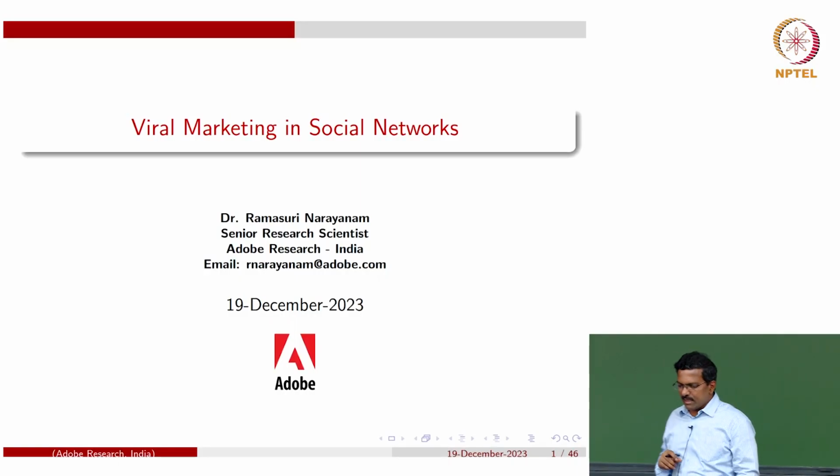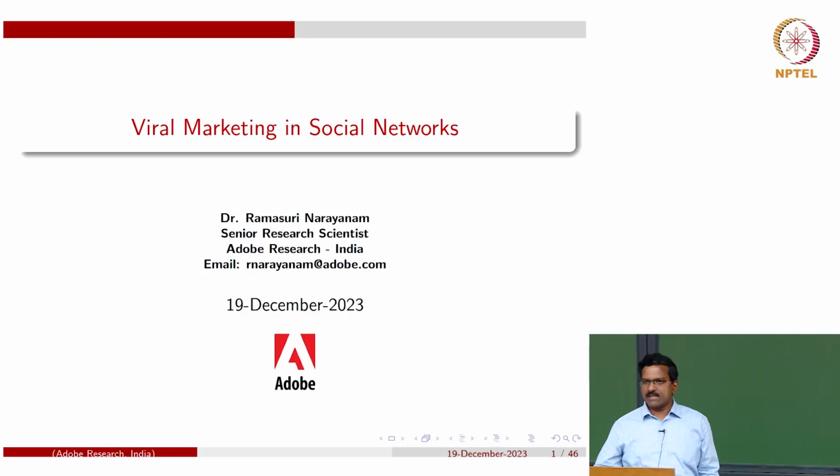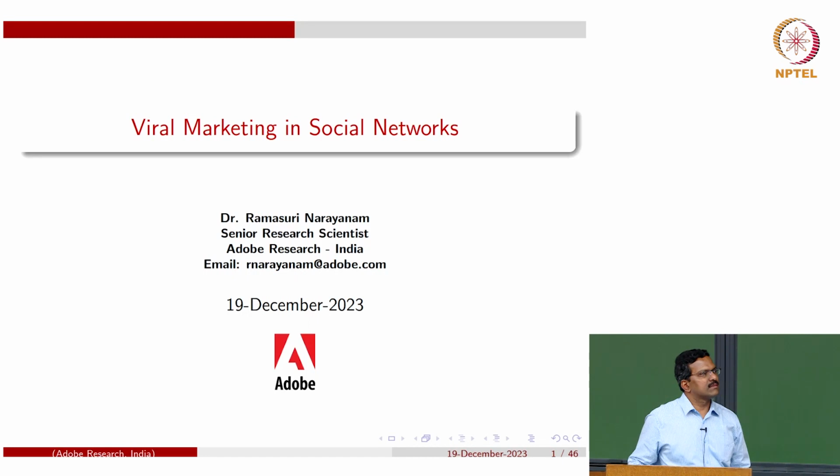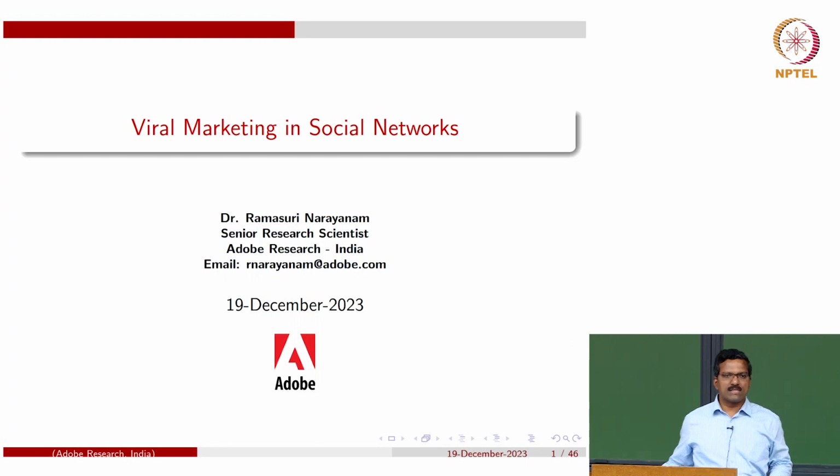So viral marketing in social networks. This is also popularly known as influence maximization through networks. How many of you are aware of this topic, influence maximization through networks? Information propagation through networks, actually. Like how gossip spreads, right? Gossip, or it can be positive information about a product or something like that. So, in the algorithmic sense.